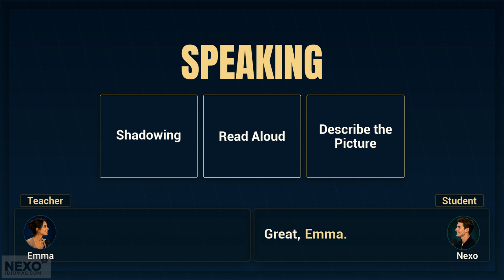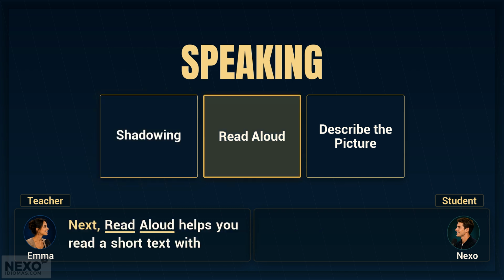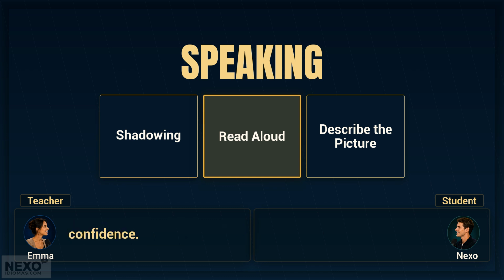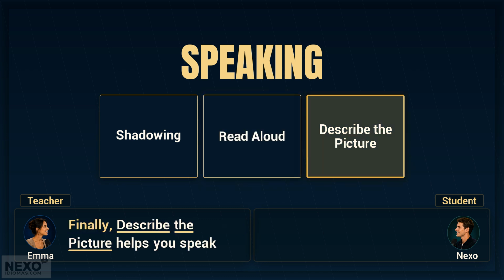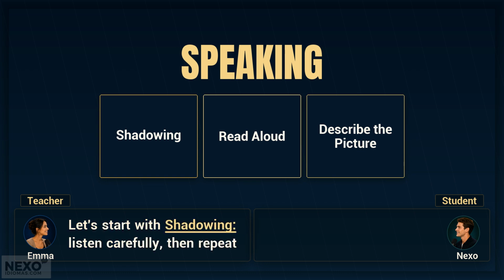Great, Emma. I'm ready to speak. First, shadowing helps you listen and repeat with clear rhythm. Next, read aloud helps you read a short text with confidence. Finally, describe the picture helps you speak about what you see. That sounds simple and useful. Exactly. Let's start with shadowing.